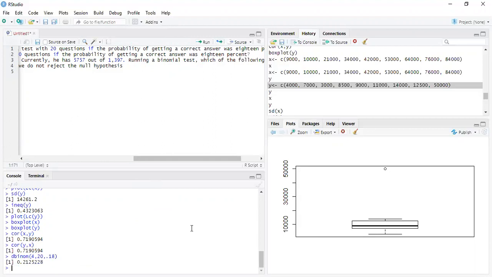So let's take a look. It's about a 21% chance. Remember, one of the characteristics of the binomial is that it will only answer for the one value. So this isn't 1 to 4. This is just getting 4 correct. So is it easier to get, say, 5 correct? When I say easier, I mean is it more likely to get 5 than it is to get 4 if it's 18%? And the answer is no.